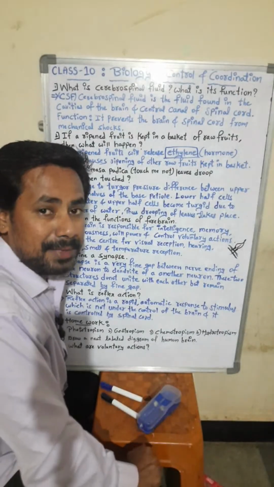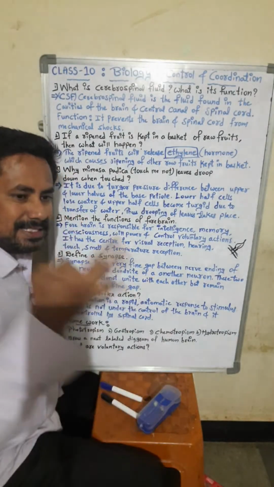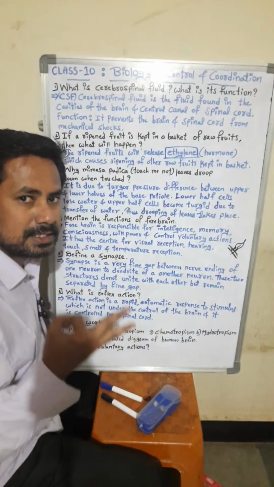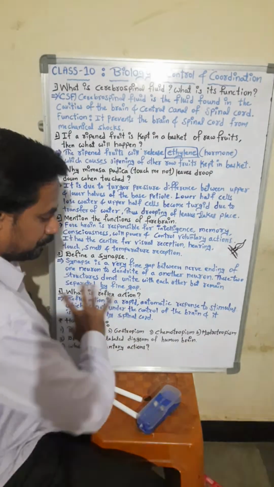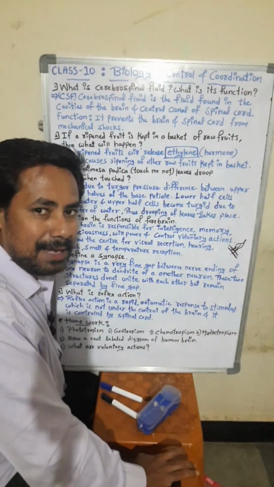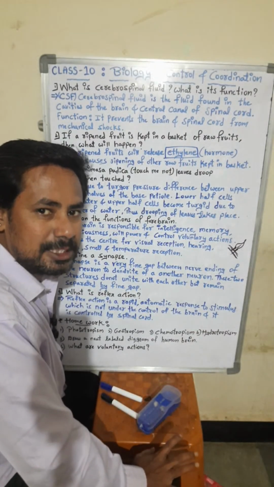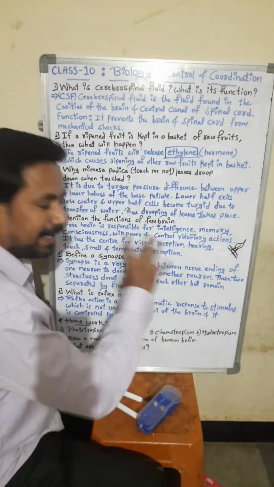Mention the functions of forebrain. What is the function of the forebrain? Our brain is divided into 3 parts, students: forebrain, midbrain and hindbrain. Okay, the complete human brain diagram I have drawn on the board and explained to you people.